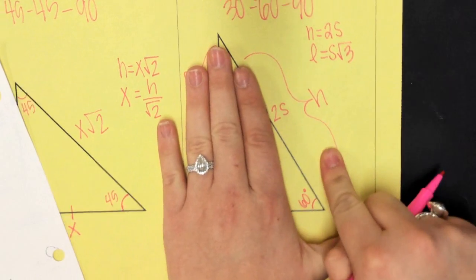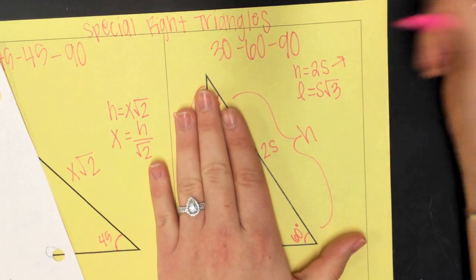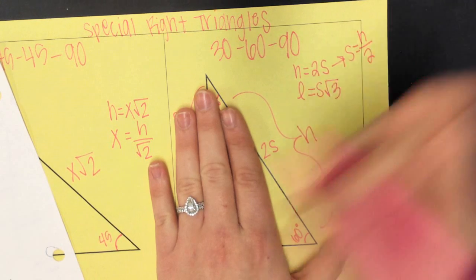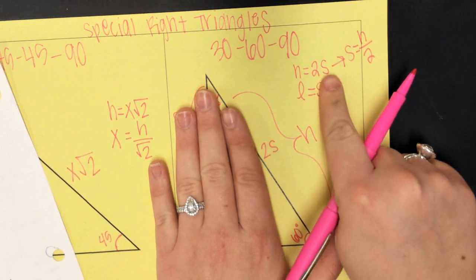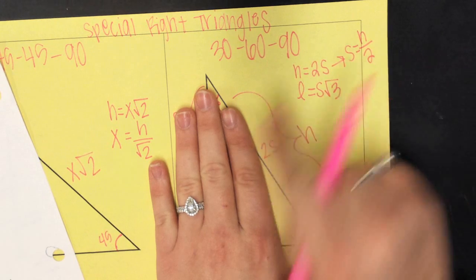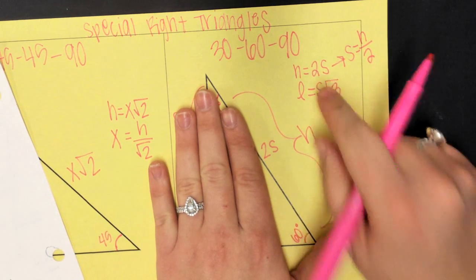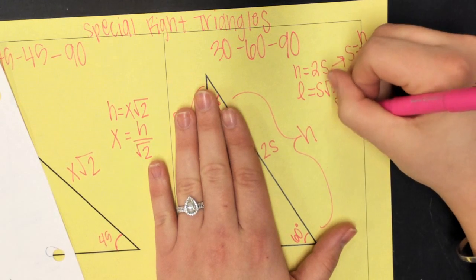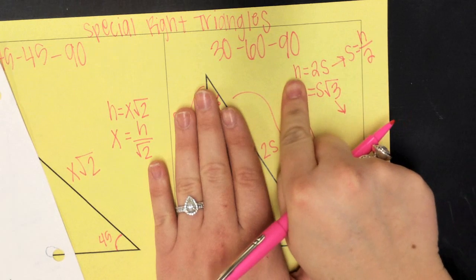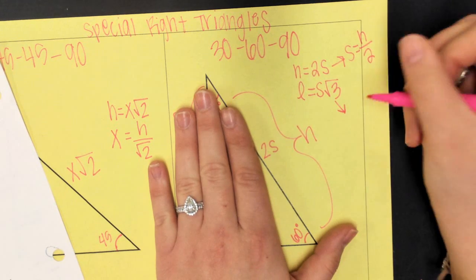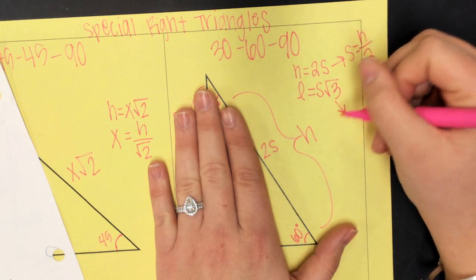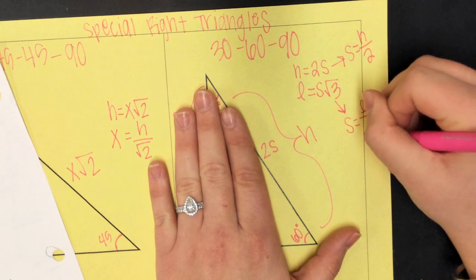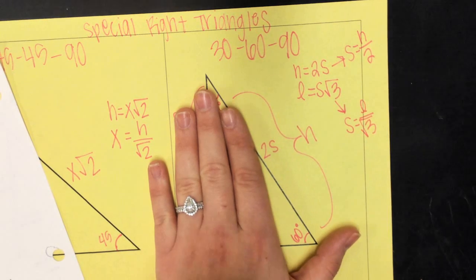What if I have the hypotenuse? How could I find S? Yeah, hypotenuse divided by 2. All I did was divide both sides by 2. Okay, and you see how I'm just tweaking the formula to work in our best interest? Here, if I'm given the leg and I want to find S, I would divide both sides by the square root of 3. So I would get S is equal to the length over square root of 3.